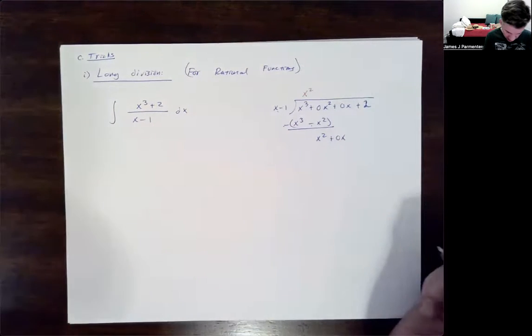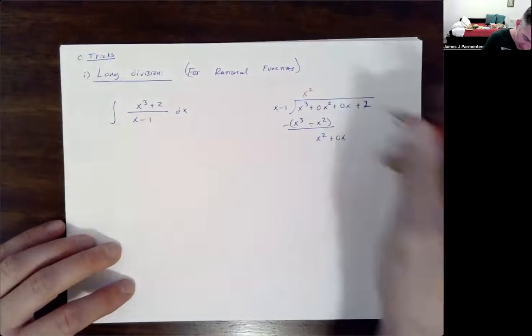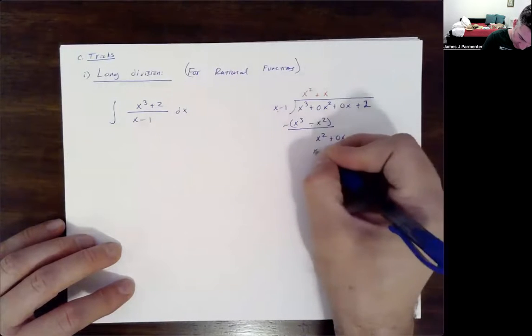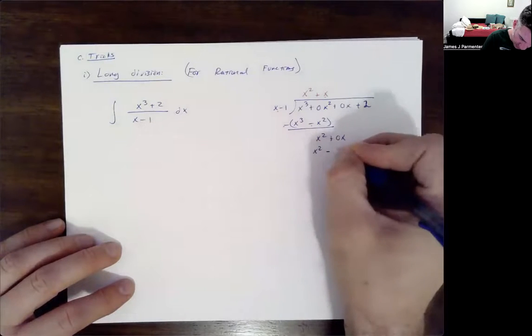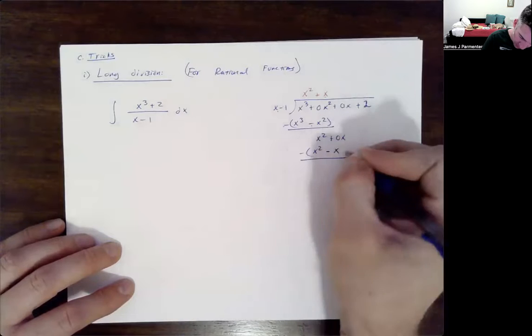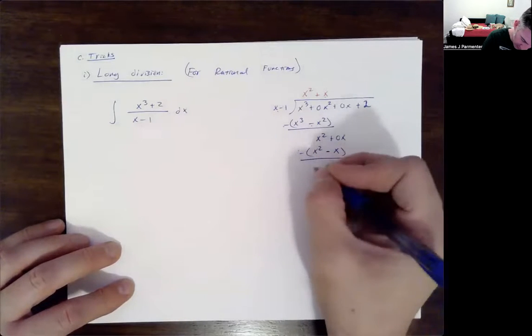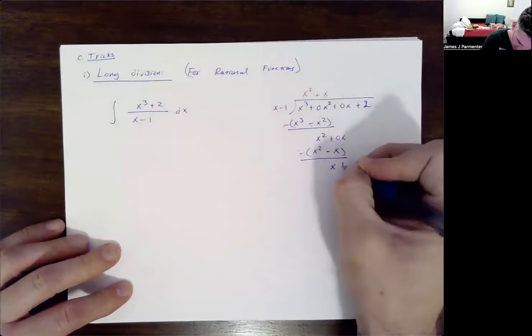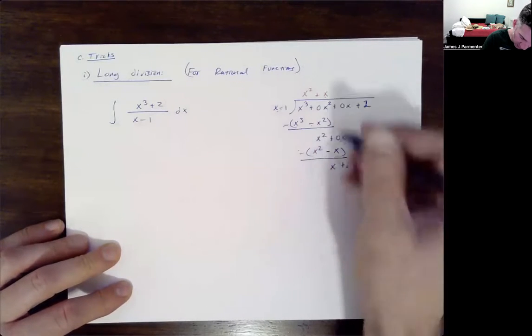Repeat the process. x times x will give me x squared. So x squared, x times x is x squared. x times -1 is minus x. Subtract. x squared minus x squared is 0. 0x minus x is positive x. Bring down the 2. x minus 1 times 1 will give me x plus 2.